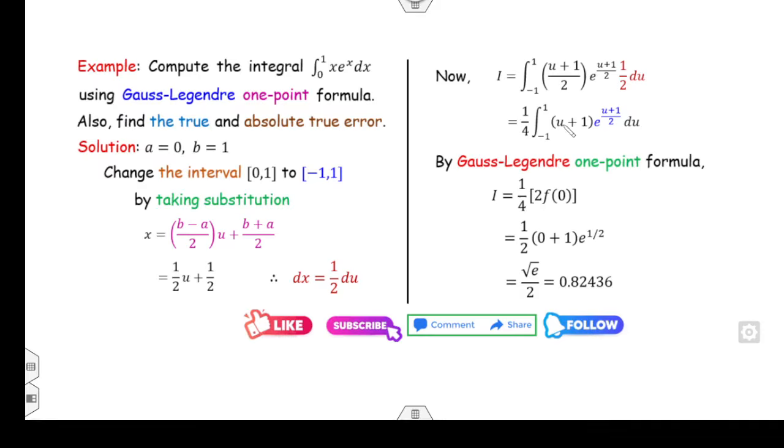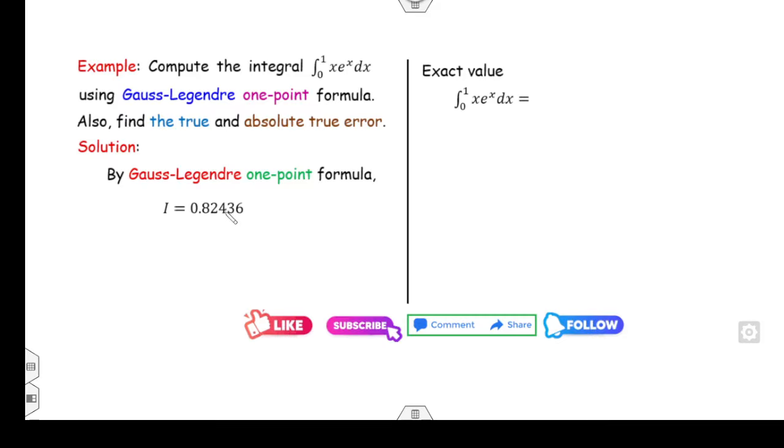Make sure students, f you have to take of the integral with limits -1 to 1. If you take f of the original function, that will be wrong. F is always taken of the integral whose limit is -1 to +1. Fine. Okay, now this is the approximate answer.